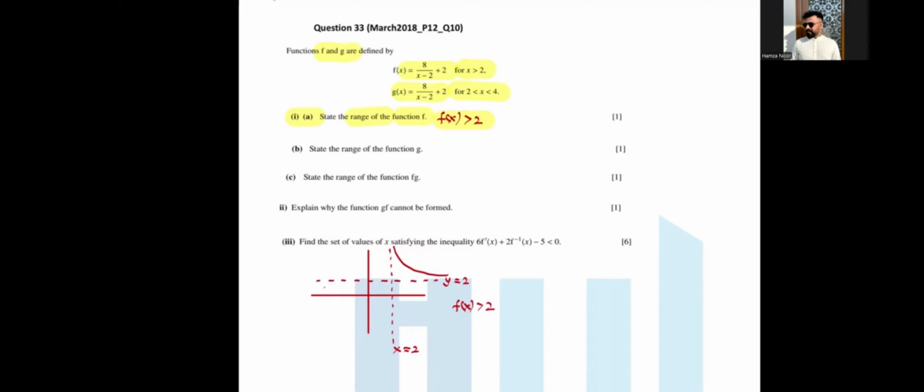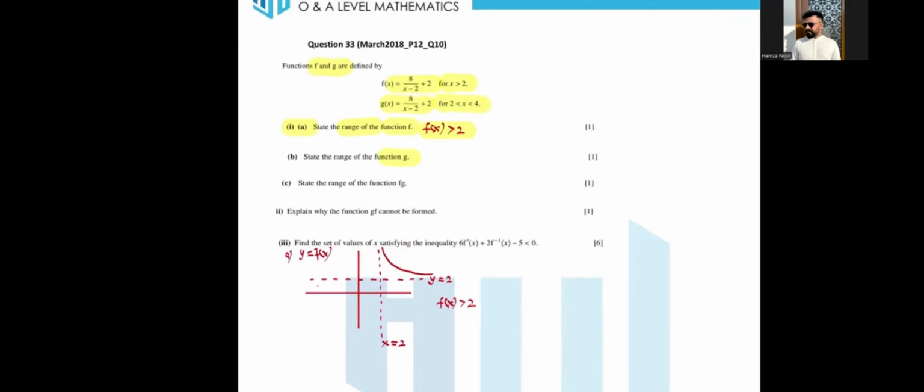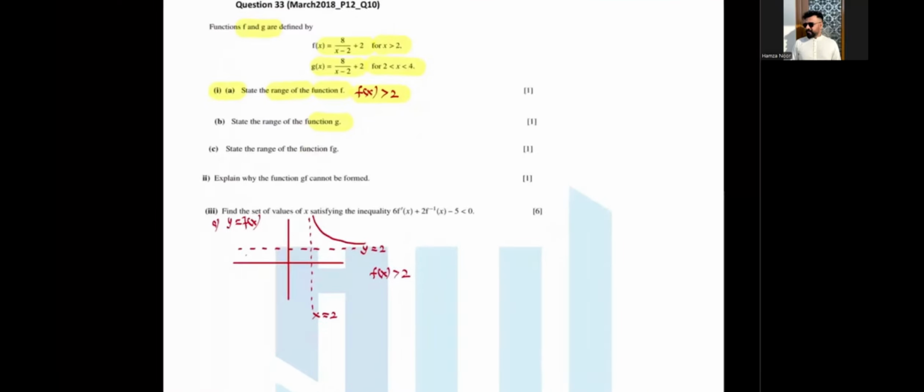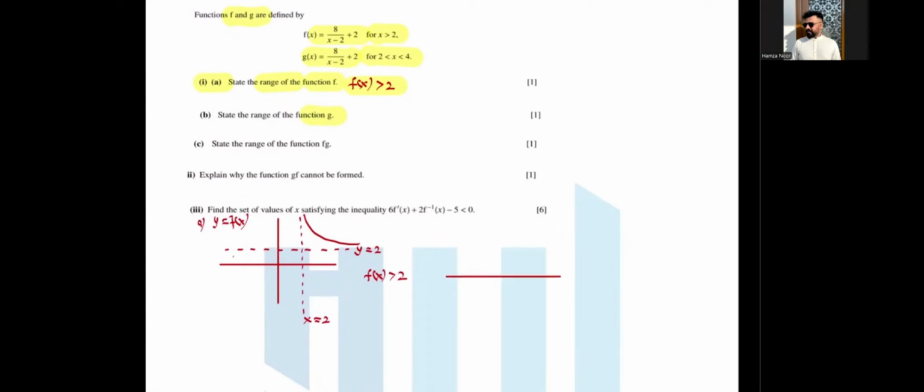All right, so now let's move on to part B. Part B says: state the range of the function g. As we already know, f(x) and g(x) have the same expression, but g(x) has a different domain, which is x greater than 2 and less than 4. So I'm going to sketch the graph of g(x) in the same way. This was the graph of part A, the graph of f(x), and now I'm going to sketch the graph of the g(x) function over here.